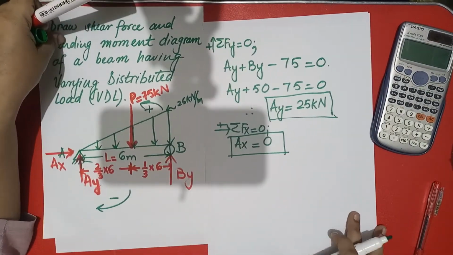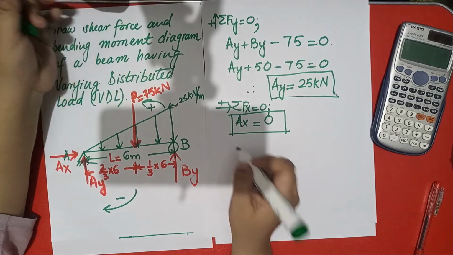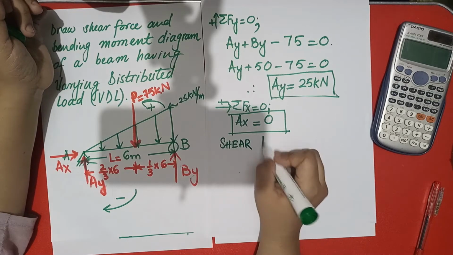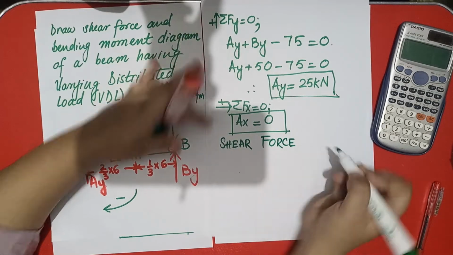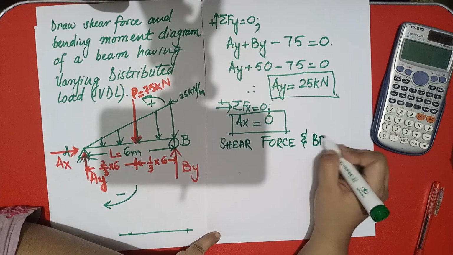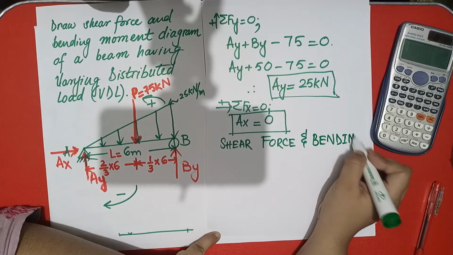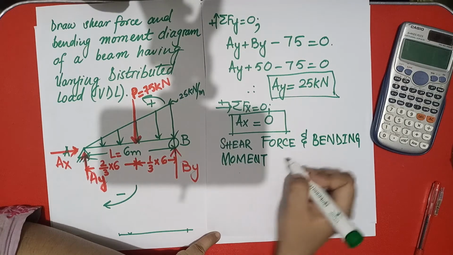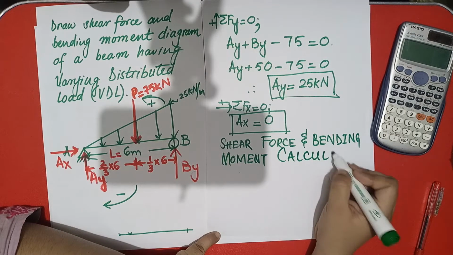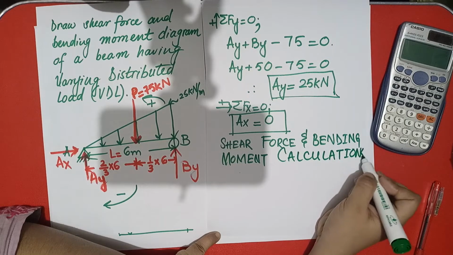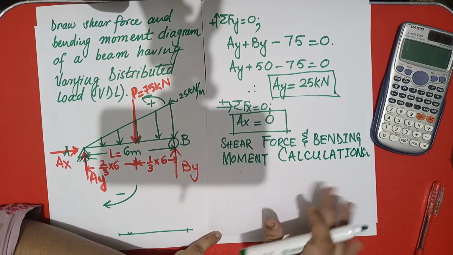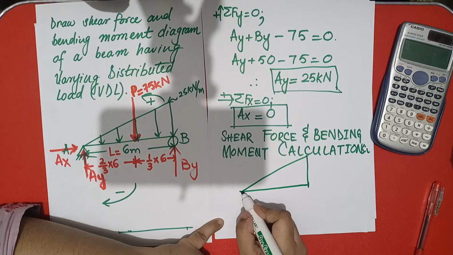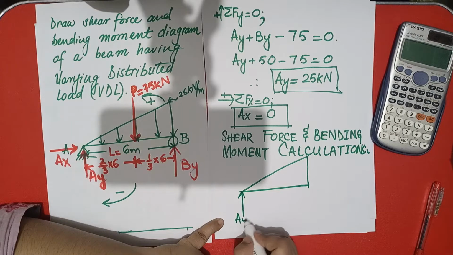Let's move on, and let me draw the diagram over here. Again, I am going to draw the free body diagram. So I am putting down the heading of shear force and bending moment calculations. Now what we have to do is draw the free body diagram of this beam, and this will be like this, and this will be Ay.